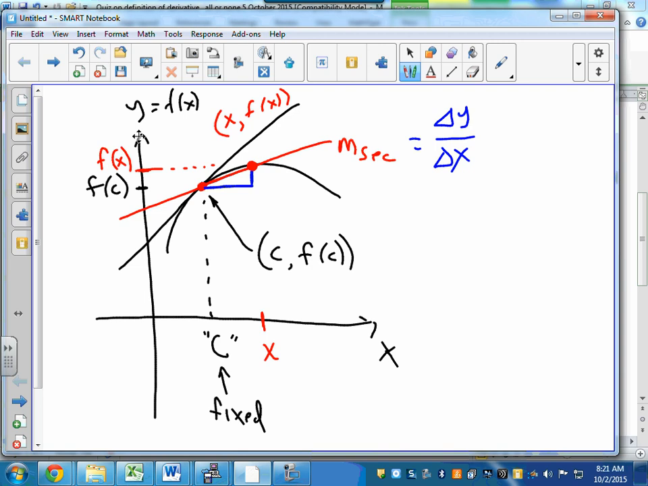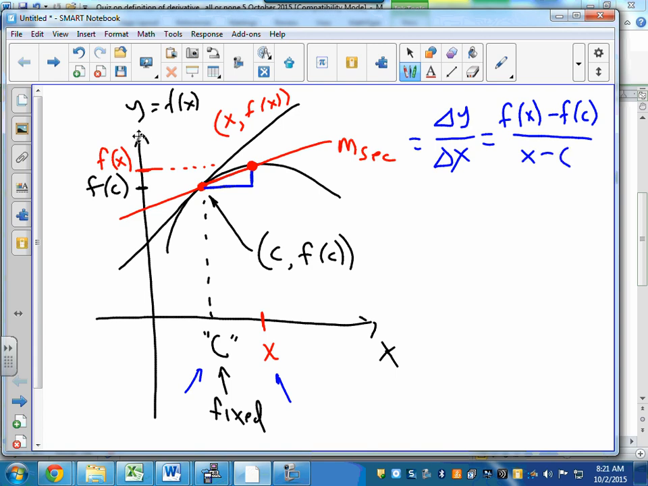Now, let's figure out the change in y. You know how to do change in y. You take the big Y and you subtract off the little y. So the top here is going to be f of x, take away f of c. And the change in the x down here is going to be this x, take away that x. So that's simply x minus c. There's our difference quotient, the slope of the secant line.